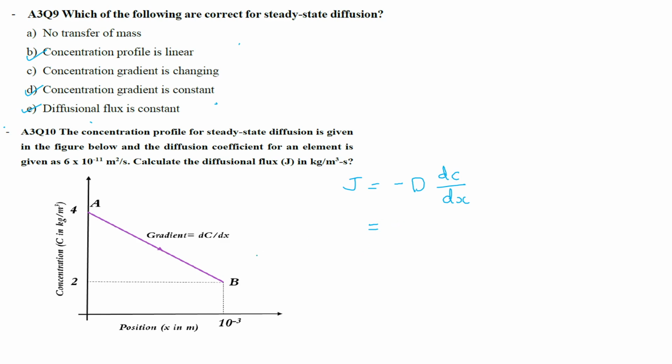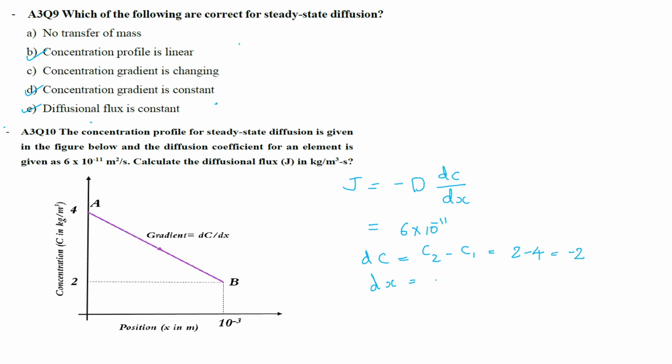So now from the figure you have to get the dC by dx value. Capital D is already given in the question, so you can directly substitute it, 6 times 10 to the power minus 11, but you have to find the dC value as well as the dx value. Okay, so dC value will be C2 minus C1. So what is C2 here, what is C1 here? 4 minus 2 or 2 minus 4? 2 minus 4, yes, it will be minus 2.